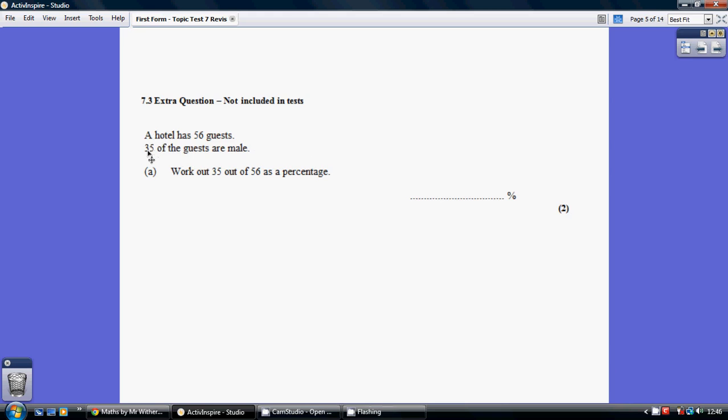We're trying to work out what part, 35 out of 56, is as a percentage. So all we do here, we simply do 35 divided by 56. That gives us the answer as a decimal. We want it as a percentage out of 100. So whatever answer you've got here, you multiply that by 100, giving us 62.5%.